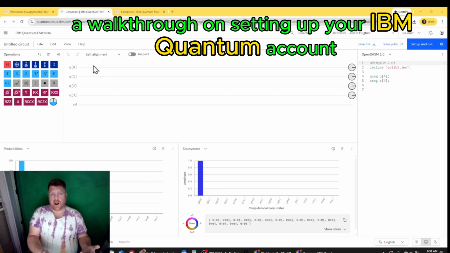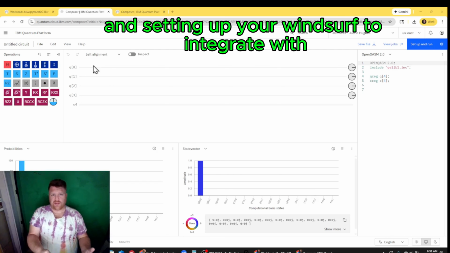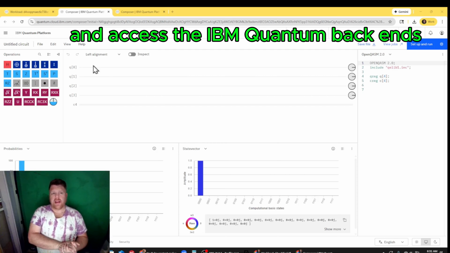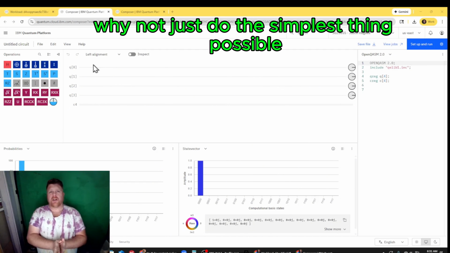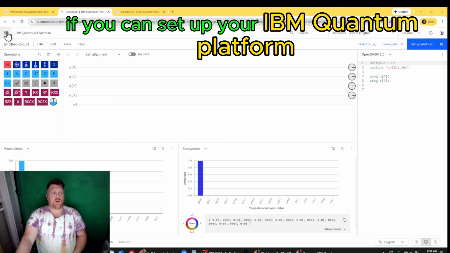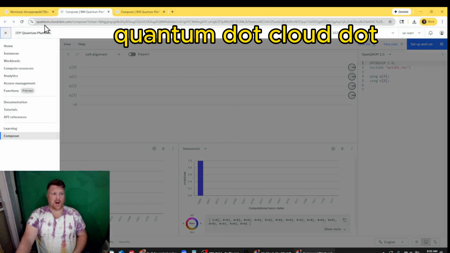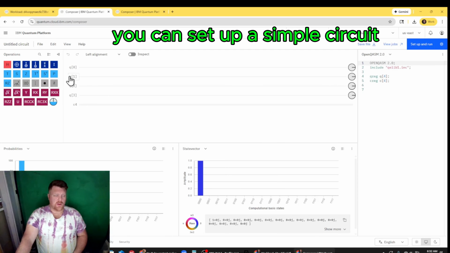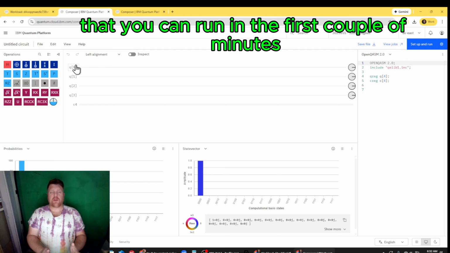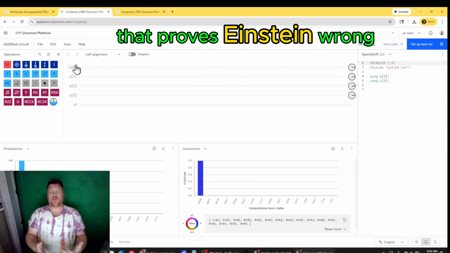Setting up your IBM Quantum account and setting up your Windsurf to integrate with and access the IBM Quantum backends, or whatever IDE you use. But then I decided, why not just do the simplest thing possible? If you can set up your IBM Quantum platform, quantum.cloud.ibm.com, and then go to the Composer right here, you can set up a simple circuit that you can run in the first couple of minutes that proves Einstein wrong.